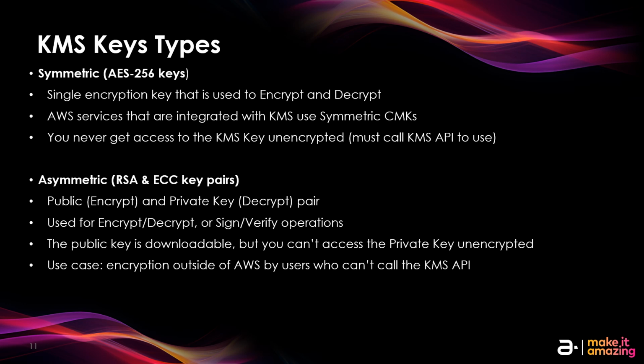Next we have asymmetric keys that are RSA and ECC key pairs. Here you have two different keys. One is public, which is used to encrypt the data, and one is private, which is used to decrypt your data. The public key is usually downloadable, but you cannot access the private key unencrypted. Use cases for this are encryption outside of AWS by users who can't really call the KMS APIs.